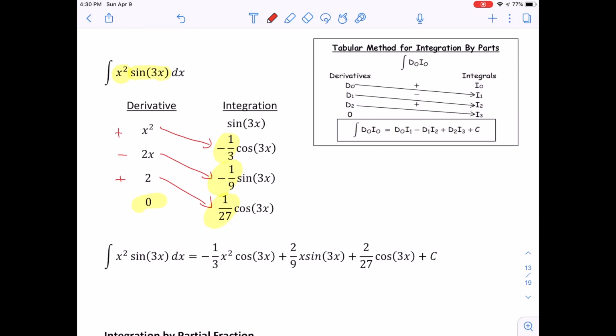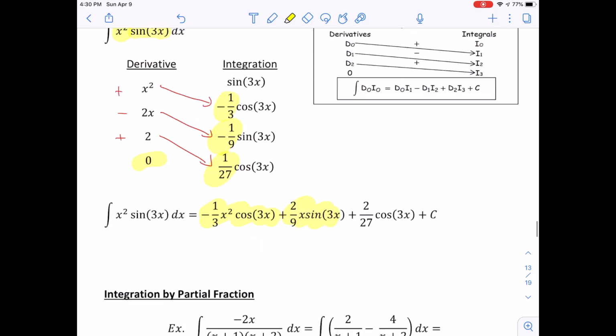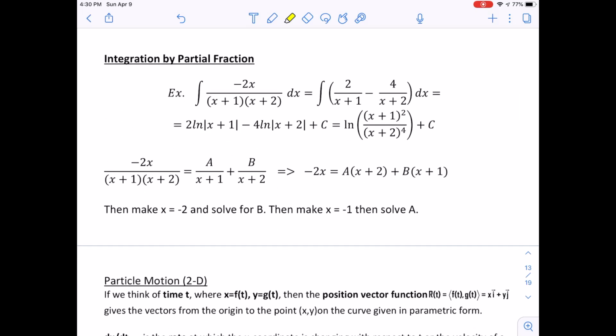So it's going to be x squared times negative 1/3 cosine of x, and that gives you that first term. You're going to say negative 2x times negative 1/9 sine of 3x, that gives you the second term, and you do that all the way down. Now, once you get to 0, you don't need to go past the 0 because 0 times anything equals 0, and then you're done. The second technique is going to be this integration by partial fraction decomposition.